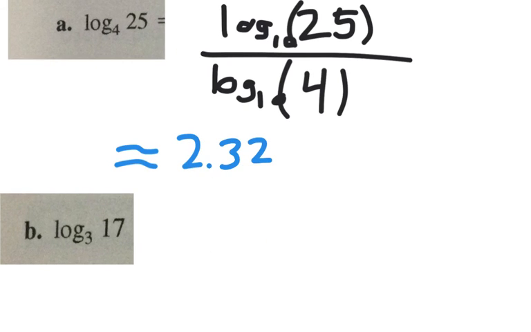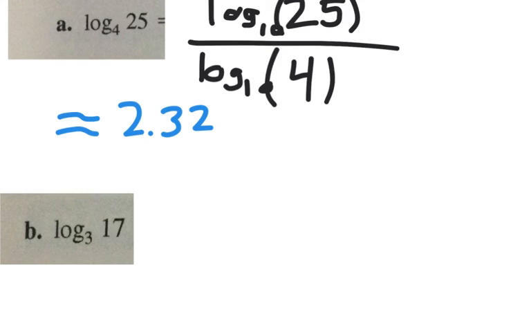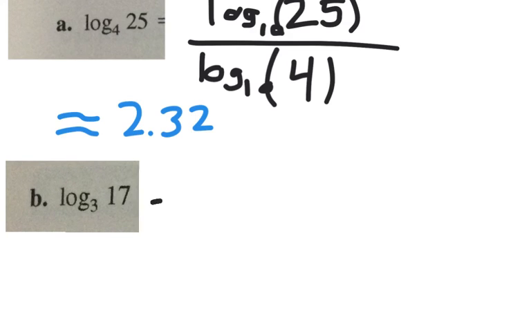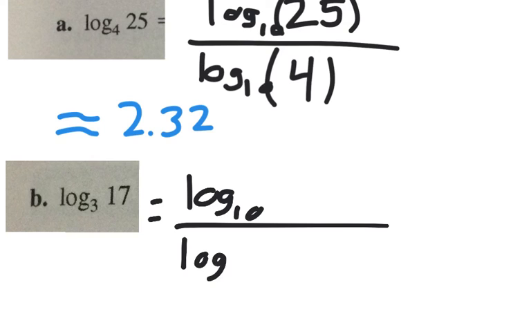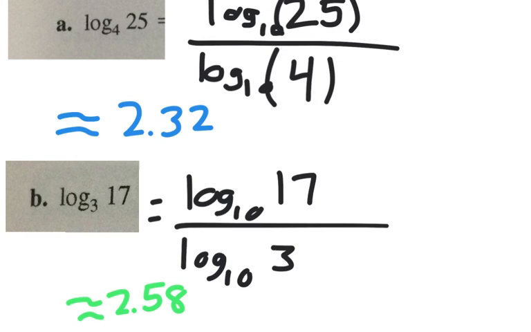All right, if I'm taking log base 3 of 17, using the change of base formula, I'm going to put a log base 10 in the numerator and the denominator. The argument stays in the numerator and the old base becomes the argument in the denominator. So I have log base 10 of 17 divided by log base 10 of 3. And if I put that in my calculator, I'm going to get approximately 2.58, rounded to 2 decimal places.